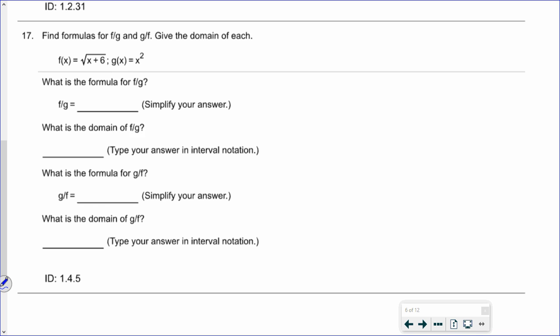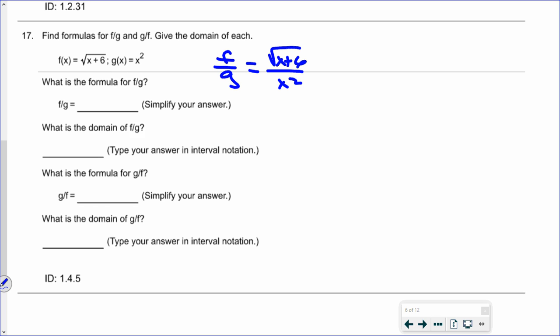Now, we talked a ton about domain and range, okay? The very first thing I want you to do is to find f divided by g. F divided by g is going to be the square root of x plus 6 over x squared. Okay, well, that's f divided by g. Nothing cancels out. But then it's going to want your lovely little domain restrictions.